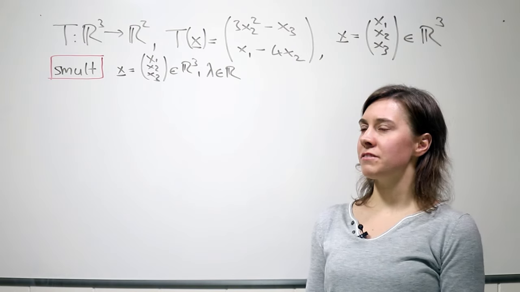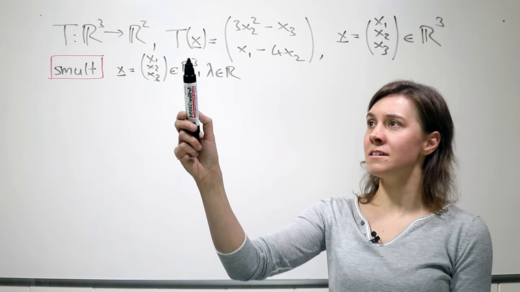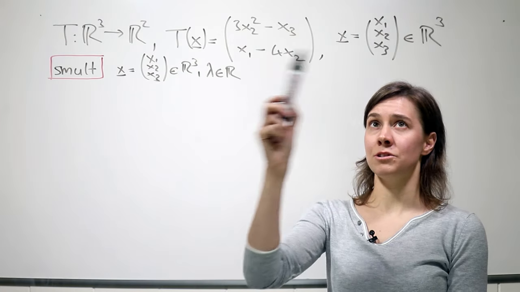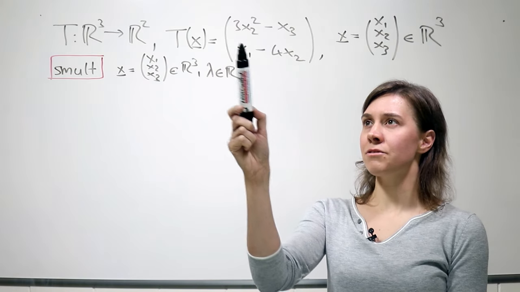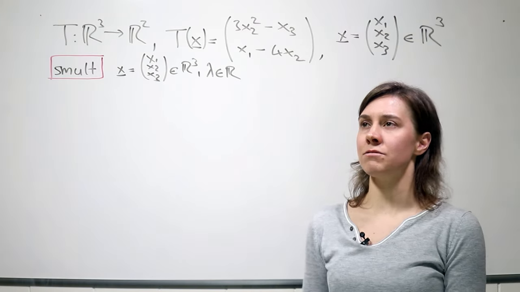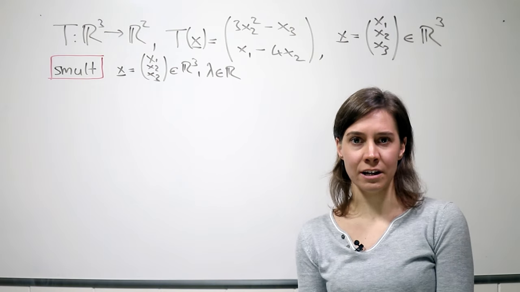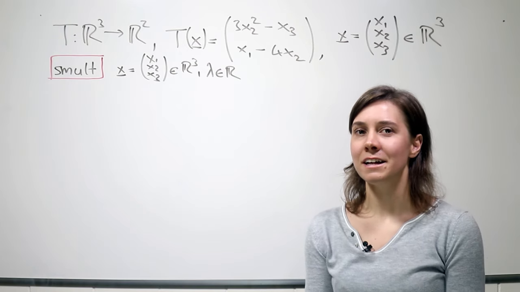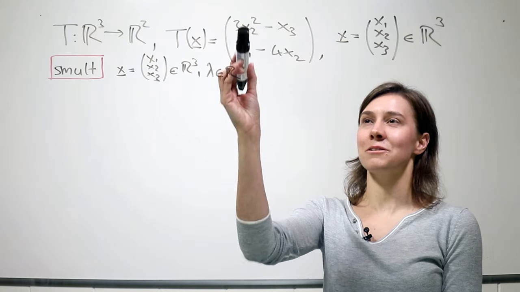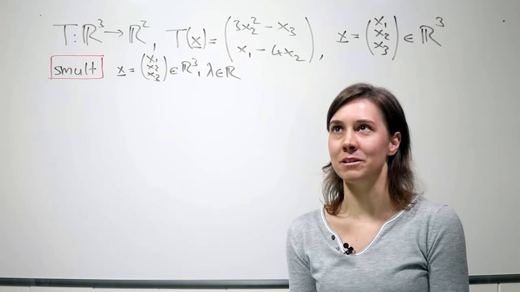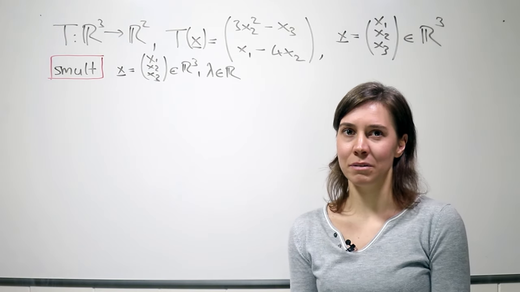In this problem, we're given another map T from R3 to R2, which is defined like this. T of the vector x, which is x1, x2, x3, gives us this vector here, 3x2 squared minus x3, and x1 minus 4x2. And we're supposed to check whether this is a linear map. Now, to me, this already doesn't look good because this polynomial here is a quadratic polynomial. It's not a linear polynomial. So I'm a bit doubtful whether this map can be linear, but let's check.